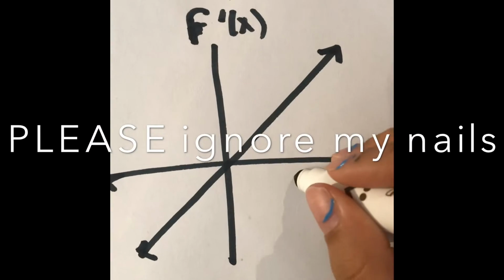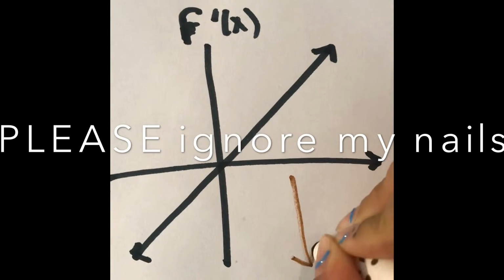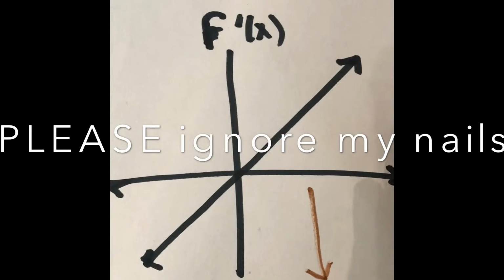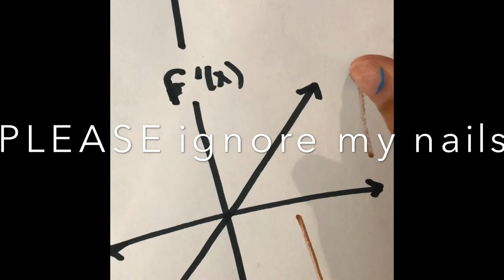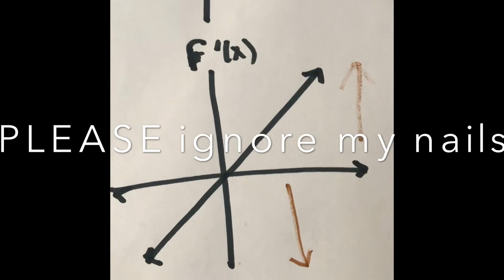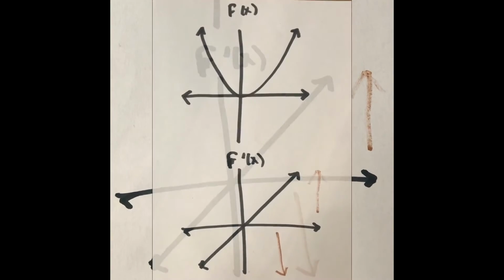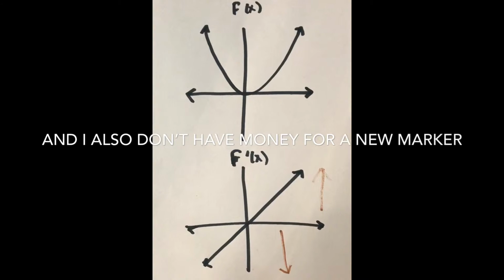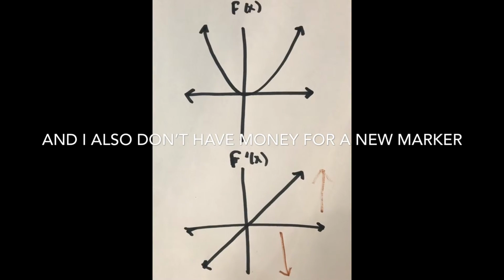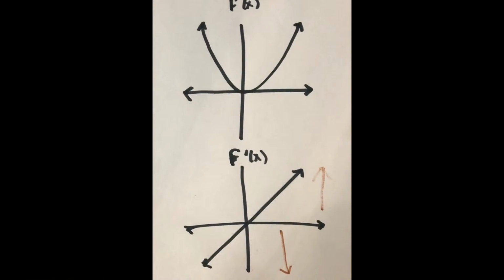So what you really have to look out for is whether the graph of the derivative, in this case f prime of x, is below the x-axis or above the x-axis. When it's below the x-axis, we know that the graph is decreasing because the derivative is negative, and when it is above the x-axis, we know that the graph is increasing because the derivative is positive.